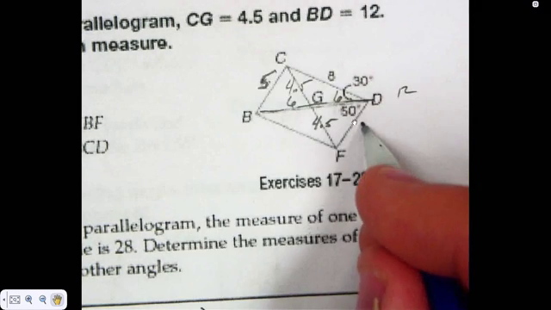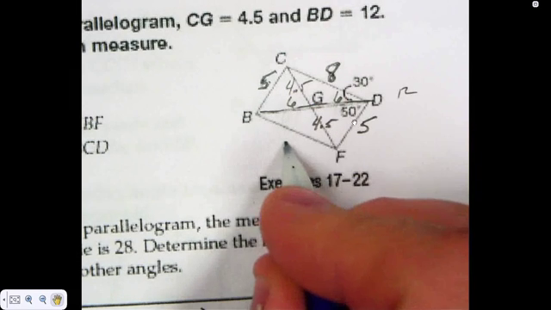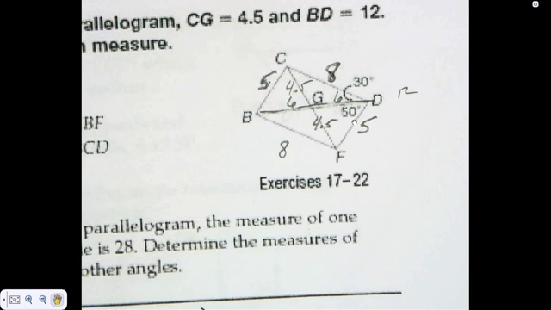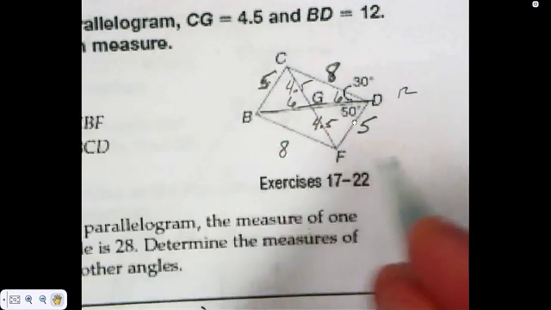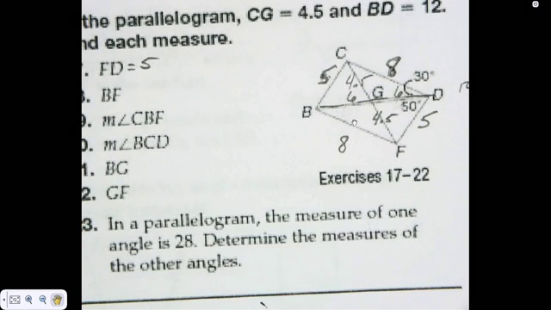What's that make this one? They told us this one is 8. What's that make this one? I found all the sides, haven't I? What's FD? 5. What's BF?